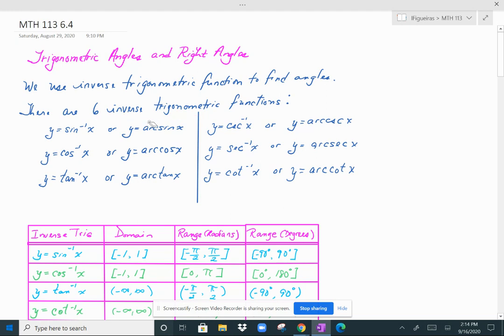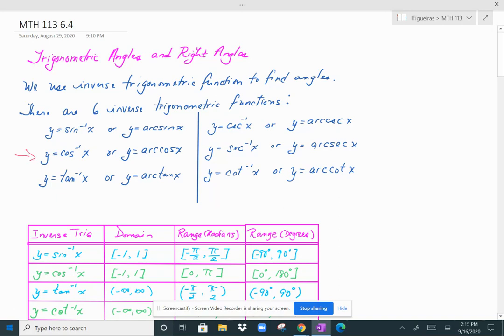There's different notation depending on the author that's discussing these. You might see different textbooks, different videos that may use a different way of identifying these. So this y equal to sine inverse of x, remember this is not a negative exponent when you're talking about inverse functions. It's read as sine inverse of x, but it can also be written like this and it means the same thing. That is read as the arc sine of x. They are the same function. And the same is true for the other ones.